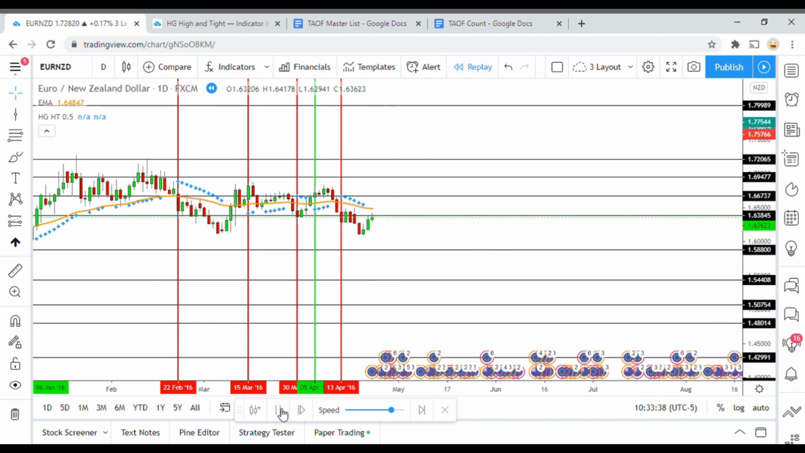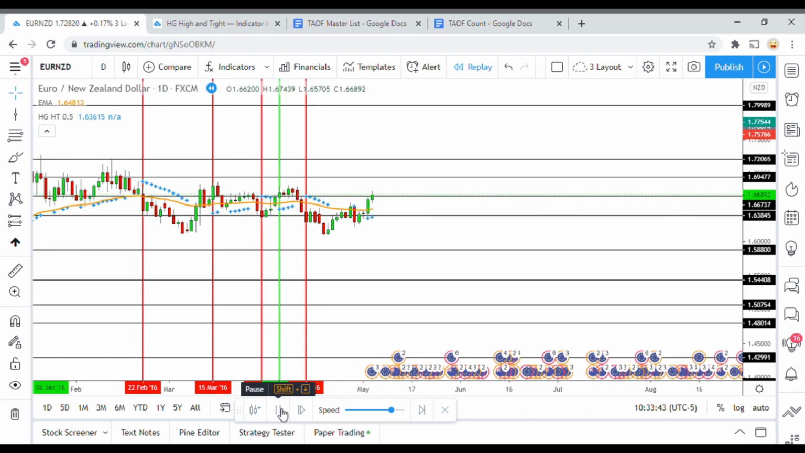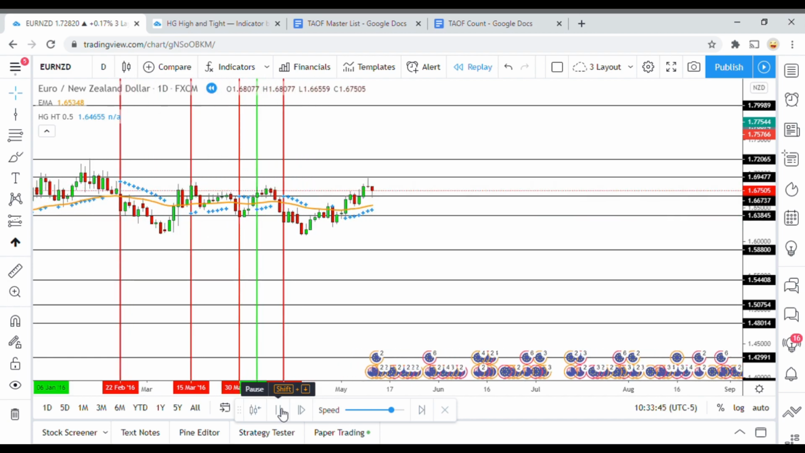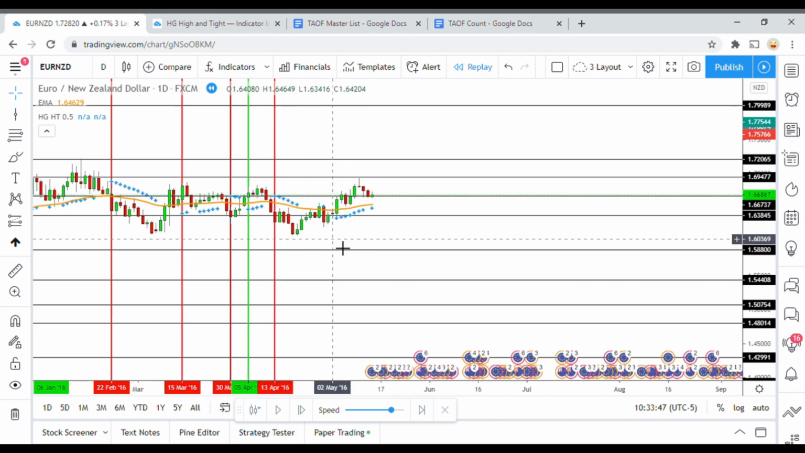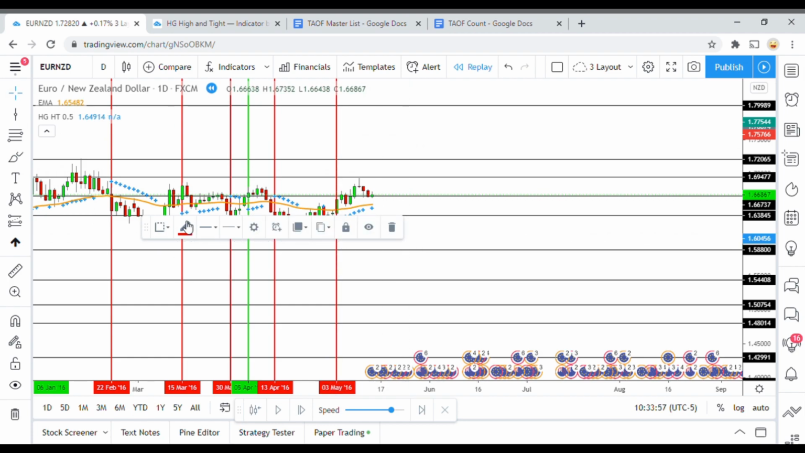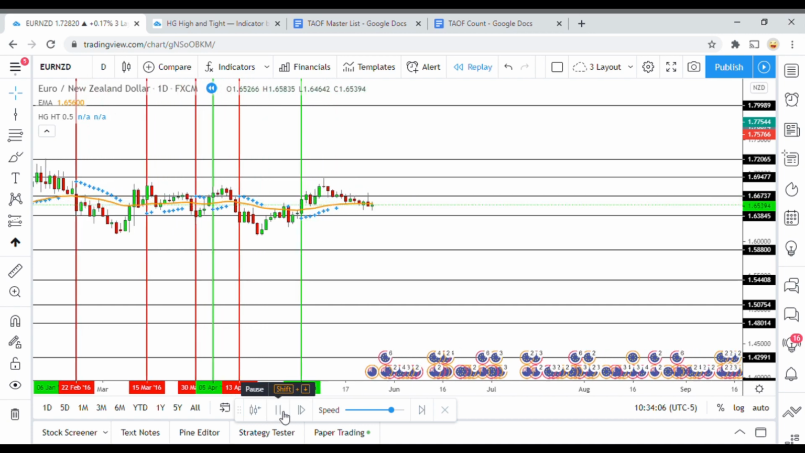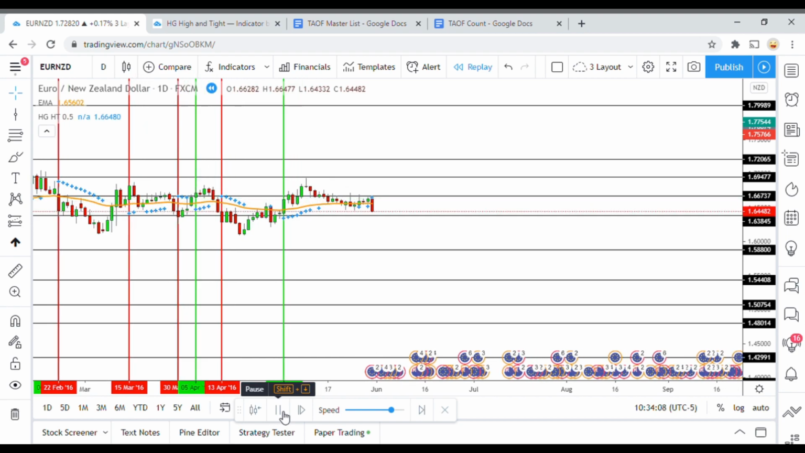So that one stopped us out. And we'll keep playing it along here. There is a long there on that one. Let's see. We were able to stay within the stop zone, not get stopped out, so that one would have worked out for us.